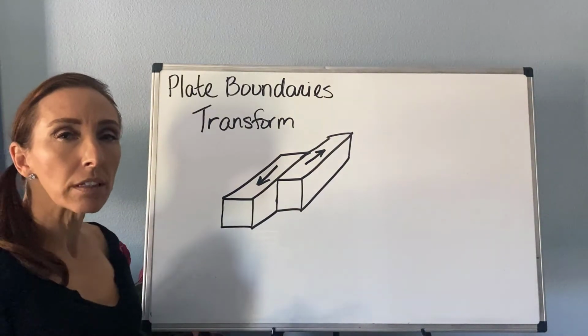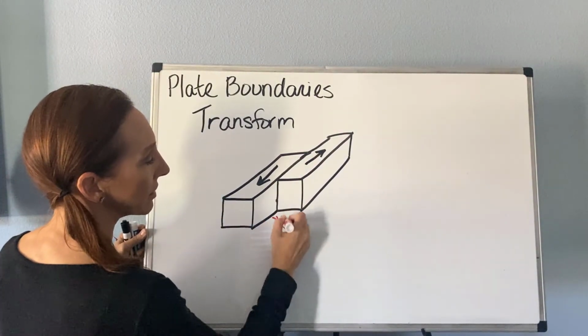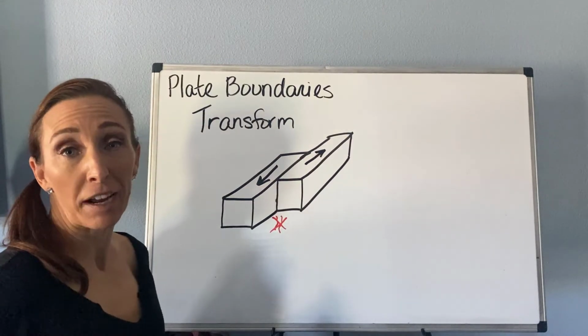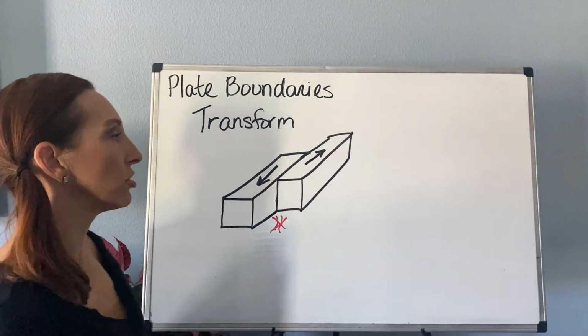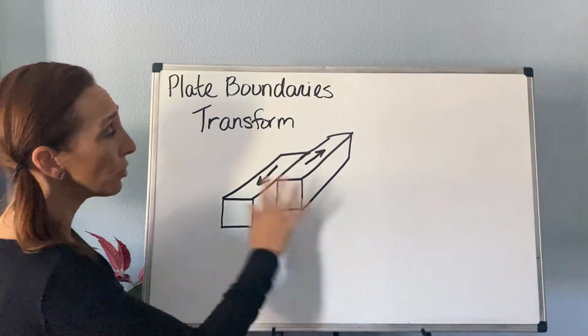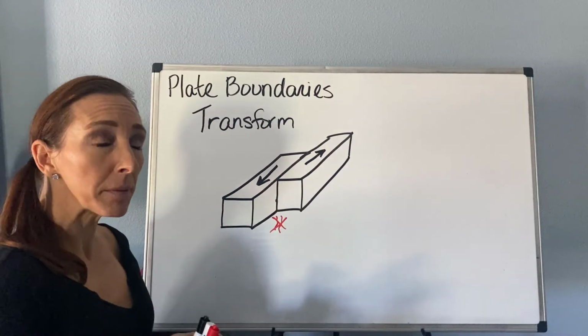You won't produce volcanism here. And the reason why is because the sliding action, there's really no way for this material to get up in there. It's just sliding right by. There's no gap created, or you're not melting anything like with convergence. And so there's no volcanism and really no mountains either, because it's just this pure slippage.